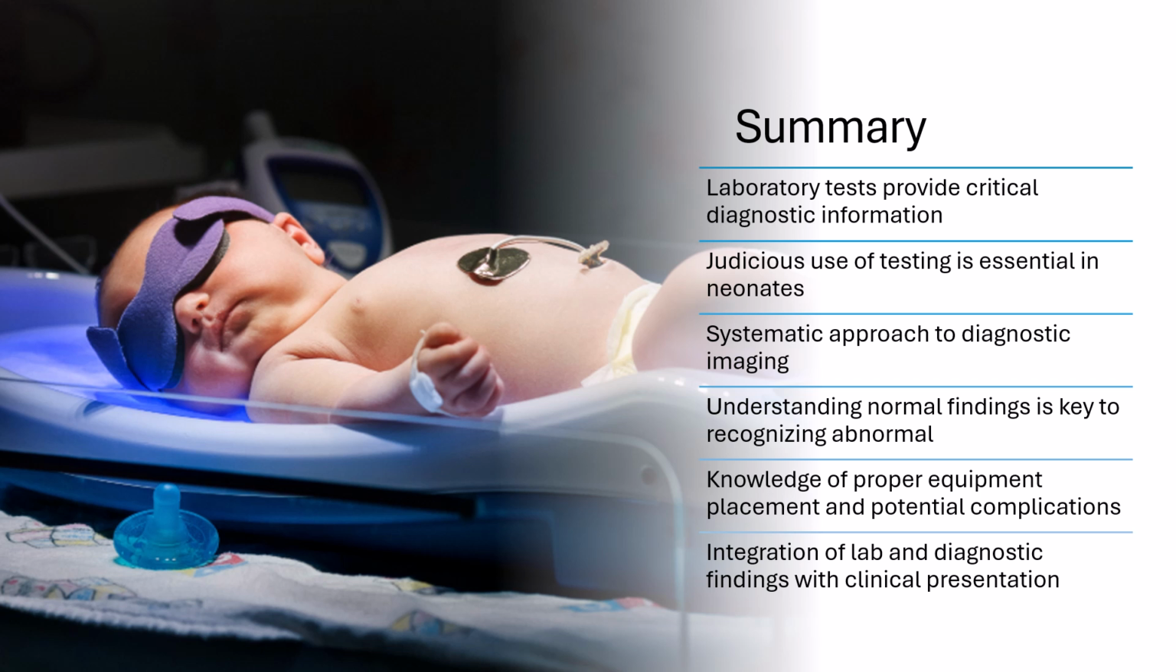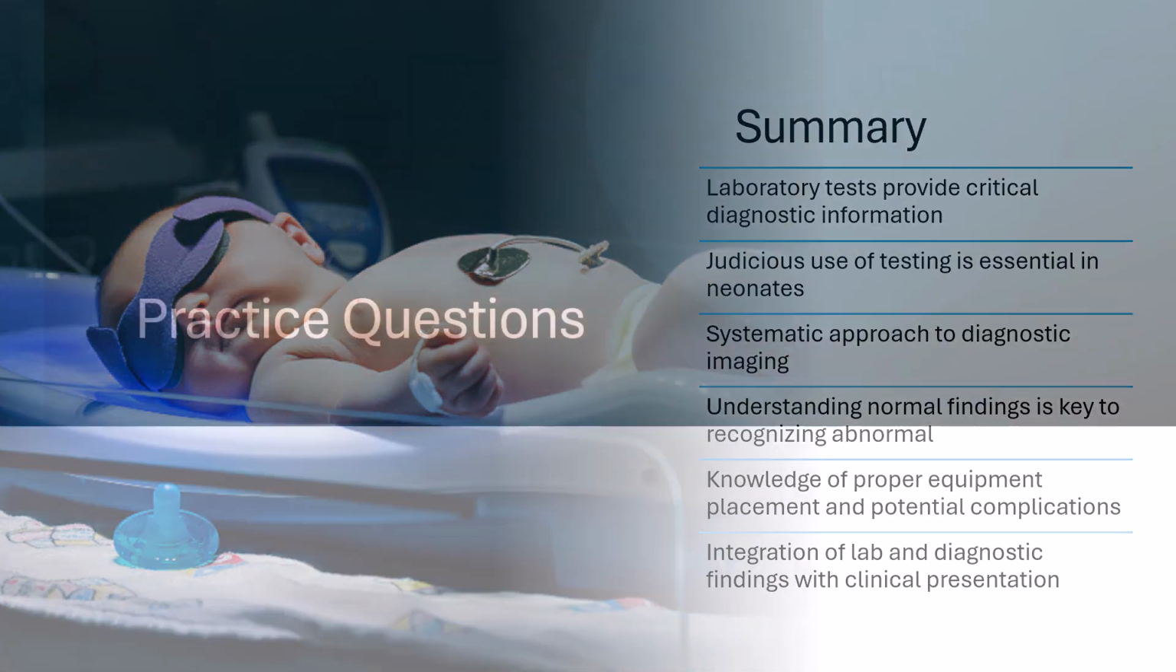Ultrasound for initial brain and renal imaging, MRI for detailed neurologic evaluation, upper GI series for suspected malrotation, and echocardiography for congenital heart disease. Remember, normal lab values for neonates differ from adults and vary by gestational age. Finally, integrate lab and diagnostic findings with the clinical presentation for effective clinical decision-making.